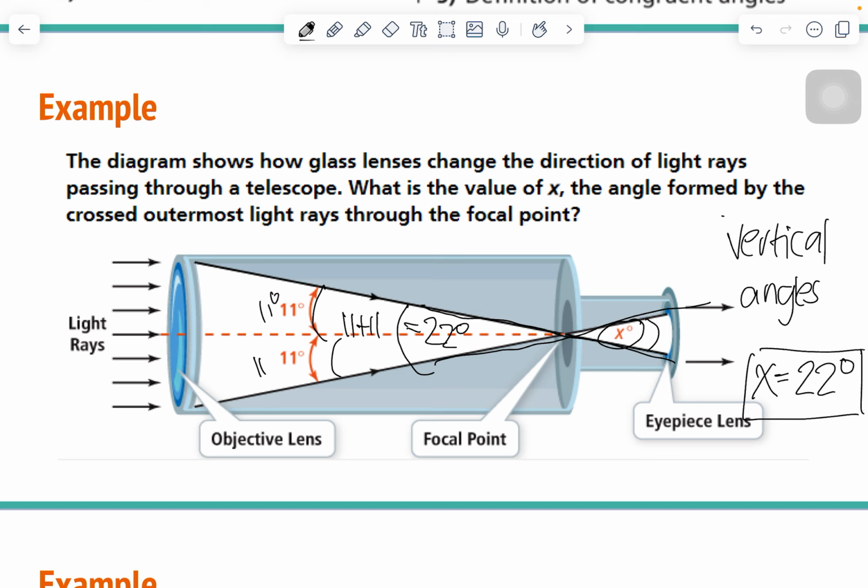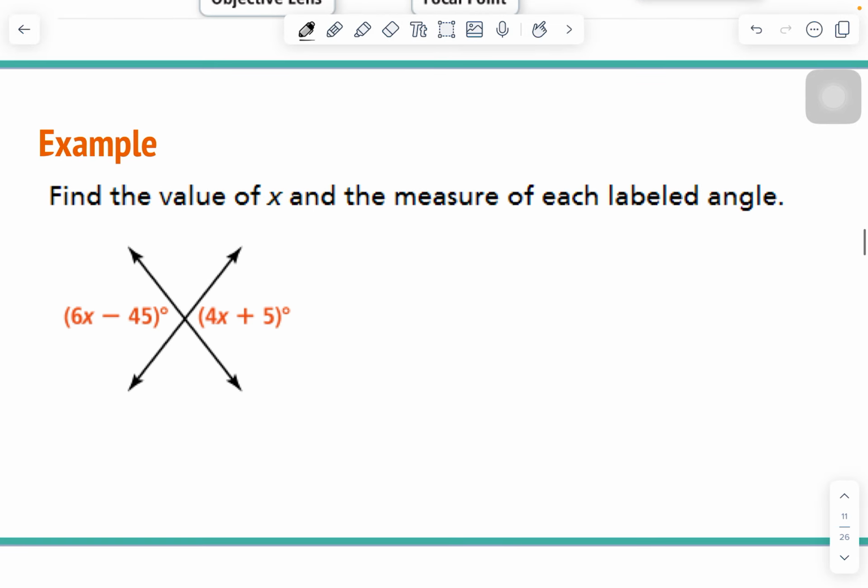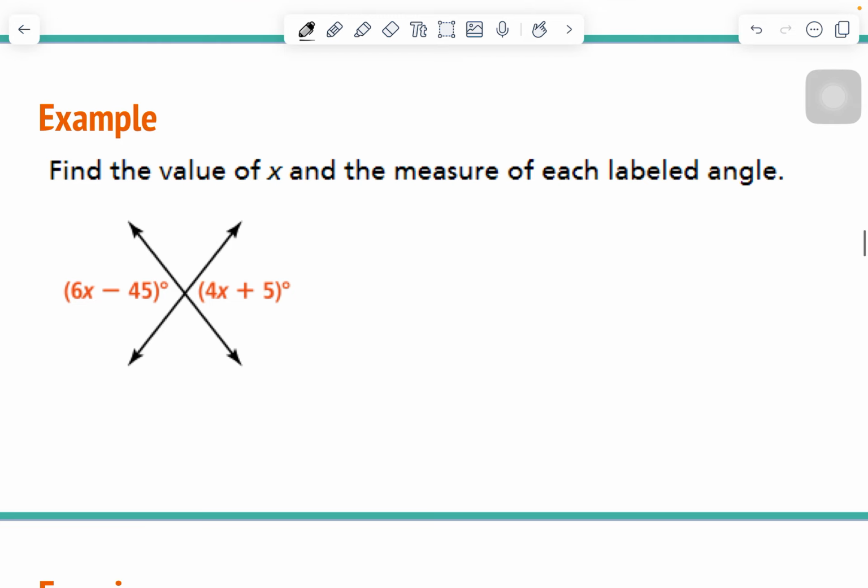All right, again, because that is vertical angles. Here, let's have an example. Find the value of x and the measure of each labeled angle. Look at the relationship between these two angles. Both are vertical angles, and vertical angles are congruent.